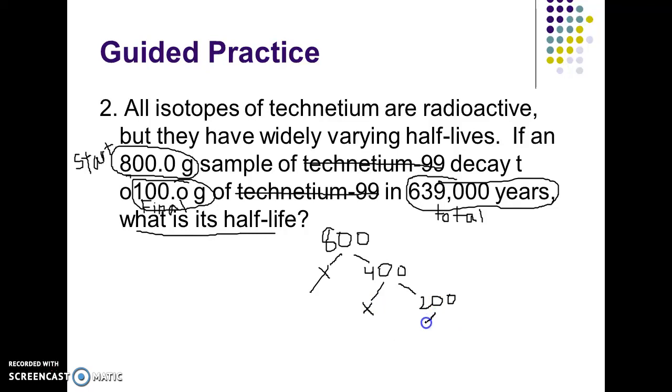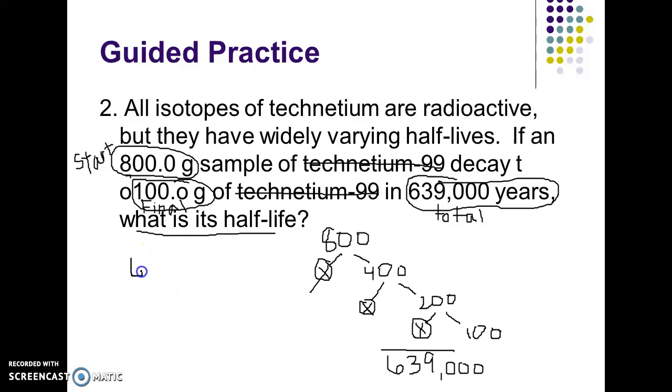Alright, I'm almost there. I'm going to take 200 and divide it by 2. And I get 100 grams, which is my final sample. So I know I can stop here. I went through 1, 2, 3 half-lives. However, that is not the answer to the question. This question is asking how long does it take for 1 half-life to occur. Well, we know that it took all 3 of these half-lives 639,000 years. Okay? So how long does it take for 1 half-life to occur?